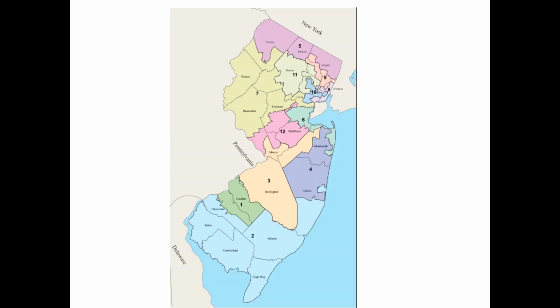There are the 12 congressional districts in the state of New Jersey. There is one representative that goes to the House of Representatives elected from each one of these districts.